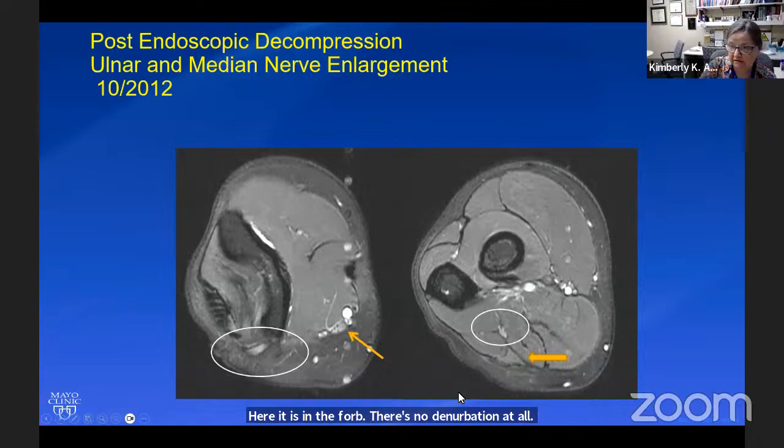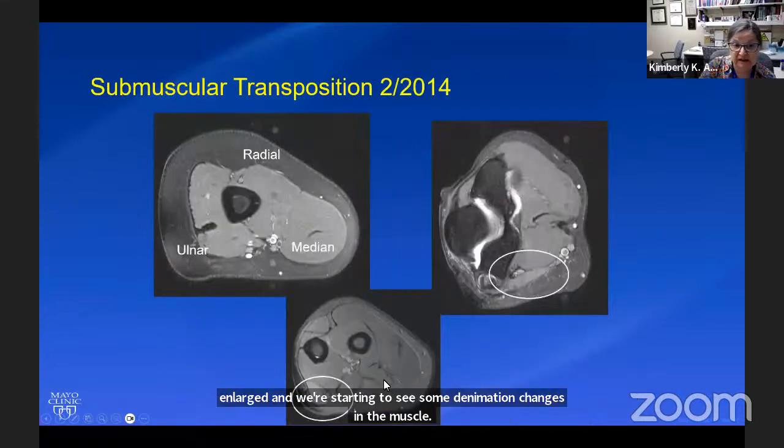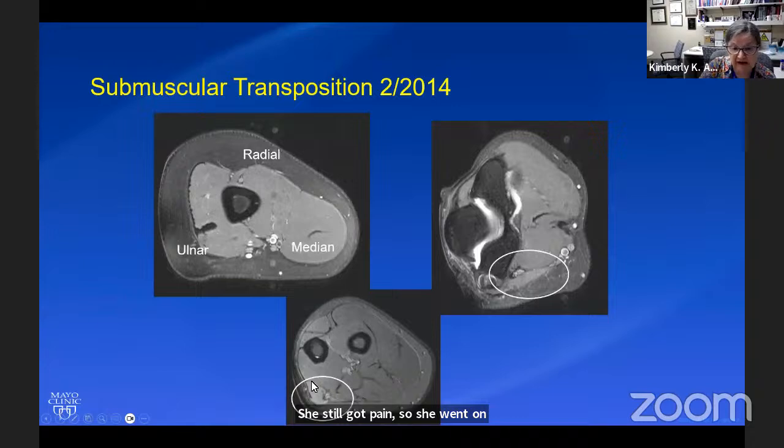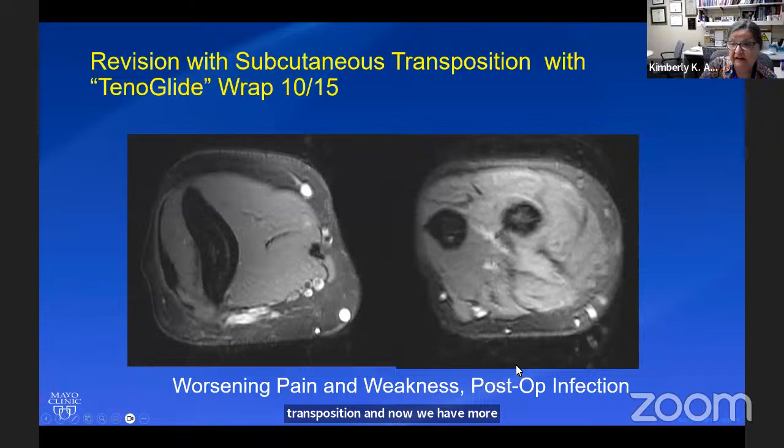Well, she decided to go on with an endoscopic decompression, and now you can see the nerve is bigger. It's more boggy looking. The individual fascicles are enlarged, and we're starting to see some denervation changes in the muscle. She still had pain, so she went on to a submuscular transposition, and now we have more denervation. Nerve is still bright. And then she finally went on to a revision with subcutaneous transposition with Tenoglide. And you can see this nerve is massive now. She's got way more denervation, developed a post-op infection.